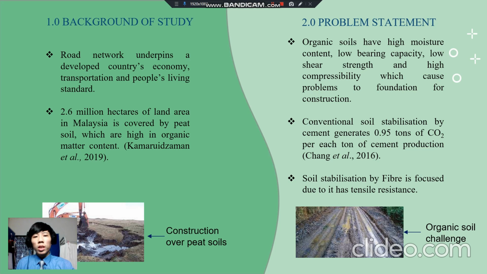According to a study conducted by Chang in 2016, the conventional soil stabilization by cement generates 0.95 tons of carbon dioxide per each ton of cement production. Therefore, a new stabilizer should be considered as a replacement for cement in order to reduce the emissions of carbon dioxide.